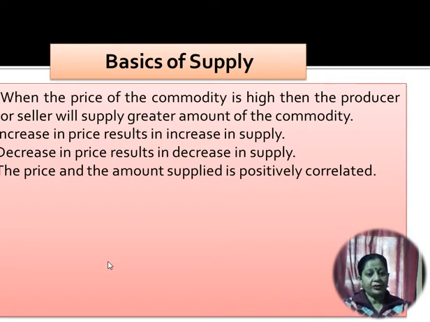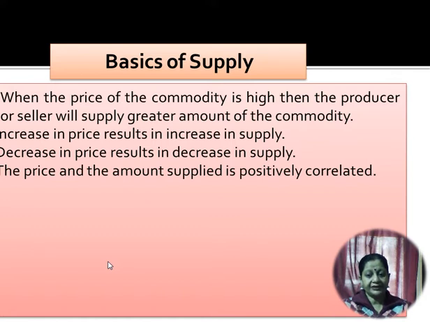Why? Because there is an inverse relationship between the price and quantity demanded. But if we talk about the law of supply, where price also plays a very important role, when the price of the commodity is high, the supplier will supply more, and when the price of the commodity is low, the supplier will supply less. Why? Because high prices help in increasing his profit margin. Increase in price results in increase in supply, decrease in price results in decrease in supply. The price and the amount supplied are positively correlated.